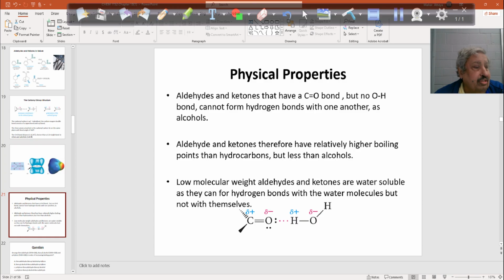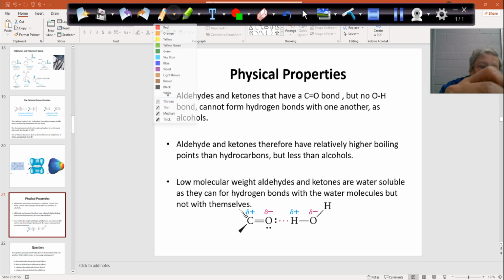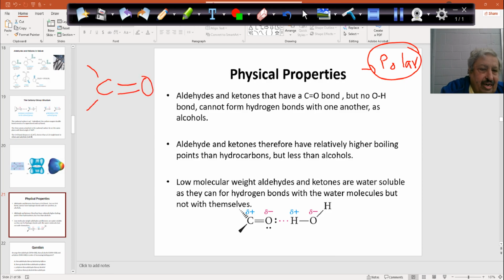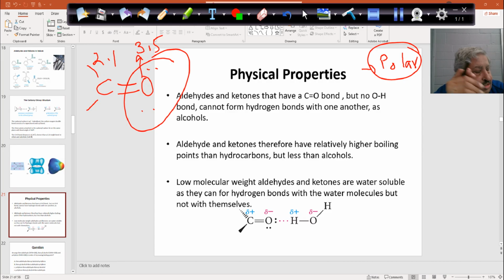What are the physical properties of aldehydes and ketones? Well, aldehydes and ketones in general are polar. We have to know they are polar. This is the main thing. The polarity comes from the oxygen, not the carbon. Carbon is less electronegative. Carbon electronegativity in the table is 2.1, and oxygen is 3.5. So you can see the electronegativity of oxygen is too large.